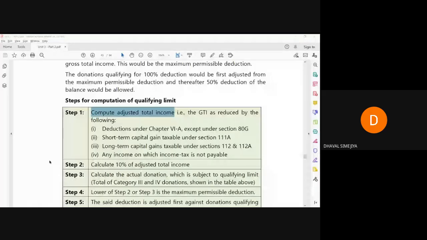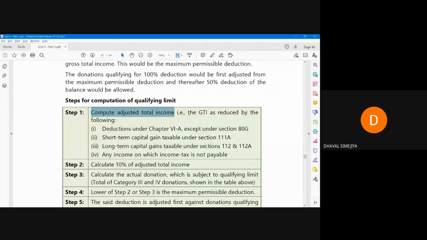Let me give you the idea by sharing an Excel sheet, but it takes 2 minutes. Chalo, compute adjusted total income. First of all, adjusted total income means the gross total income reduced by deductions available, that's what we are learning, except 80G. It means 80C, 80D, 80DD, 80E, all deductions are available, but 80G is not available.